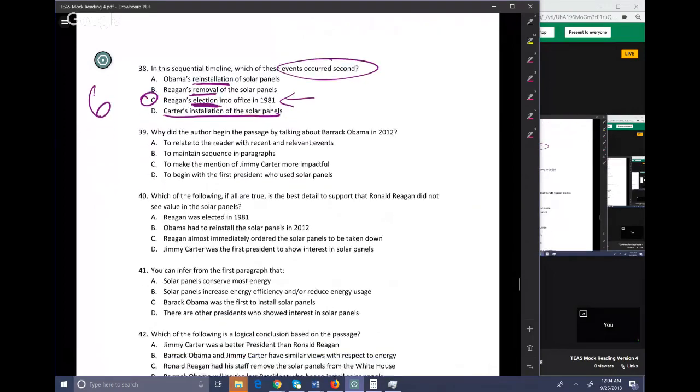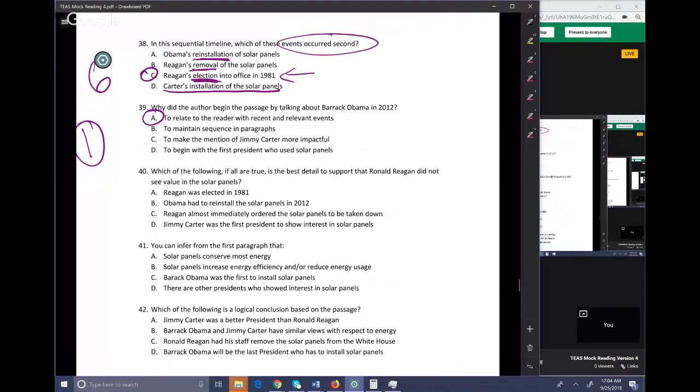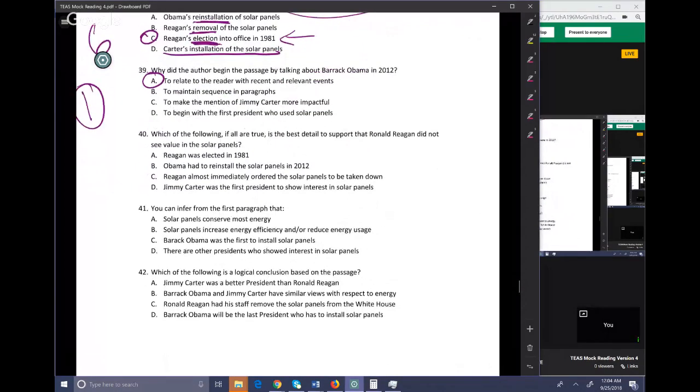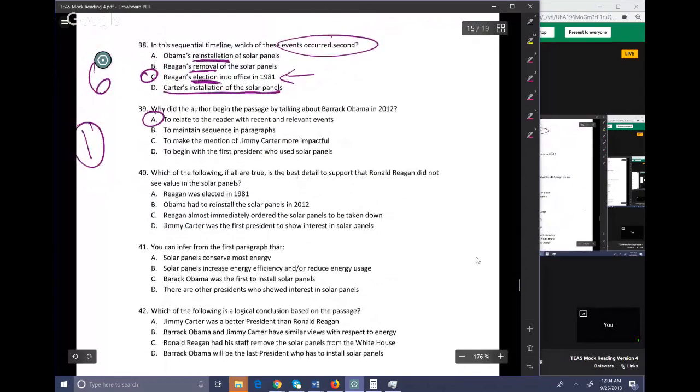Why did the author begin the passage by talking about Barack Obama in 2012? That has to do with understanding the author's motives for putting the passage together the way that they did. And that was to relate to the reader with recent and relevant events. It's more understandable to relate to the reader with things that they would understand and things that they might remember.